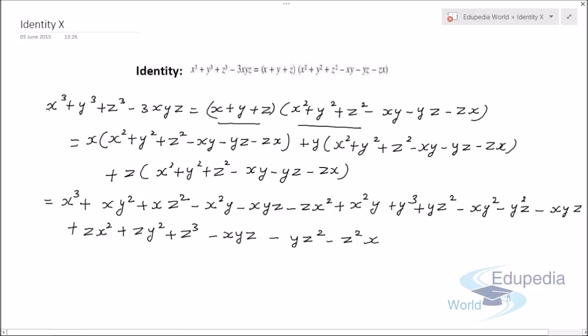Now what we'll do is cancel the like terms and the terms which are equal. Now see, this term and this term are equal, so they will get cancelled since they have opposite signs.